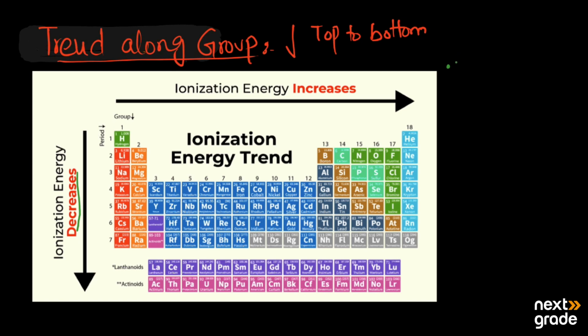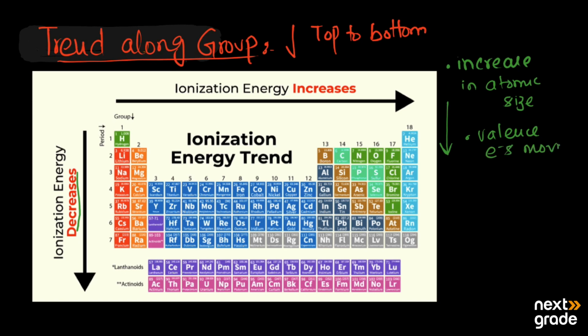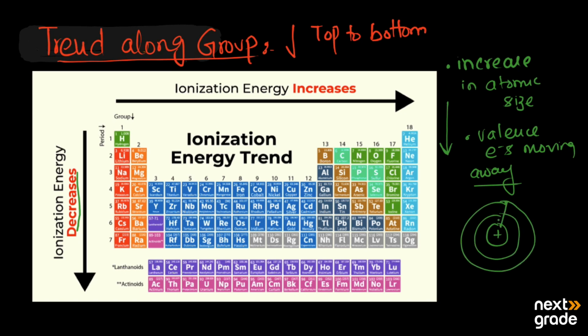When we move from top to bottom, one thing is the increase in atomic size. As the atomic size of an atom increases from top to bottom, it means the valence electrons are moving away from the nucleus. When they are moving away from the nucleus, it means the pull between the nucleus and the valence electrons decreases. Also, the distance between the nucleus and the electrons increases. So we have to provide less energy to remove that electron.